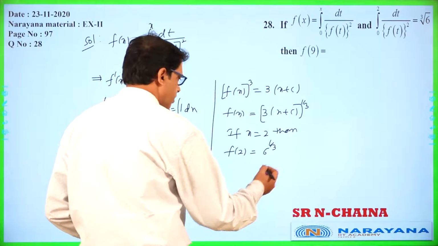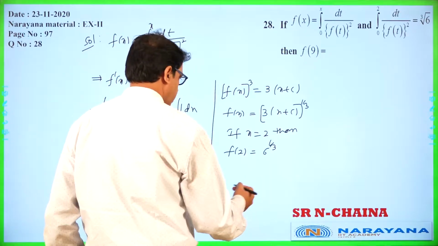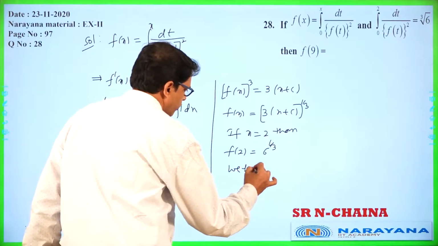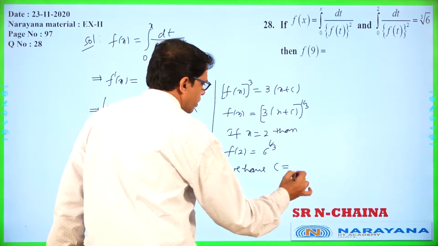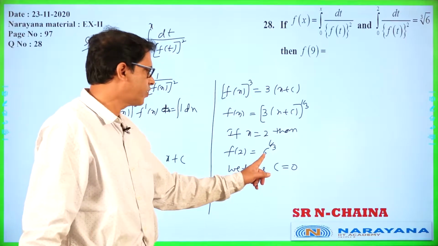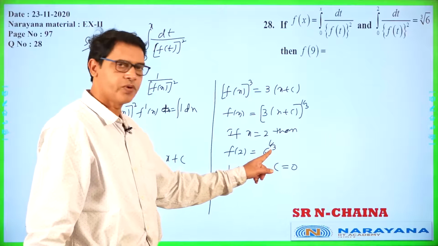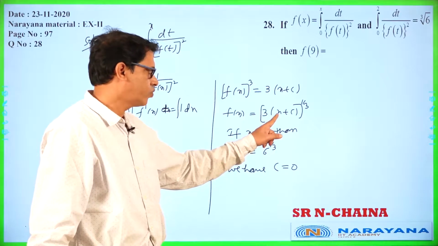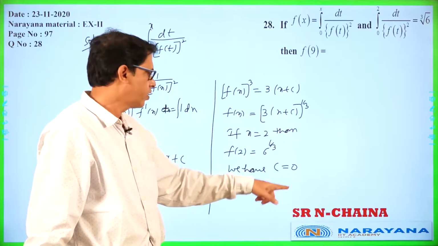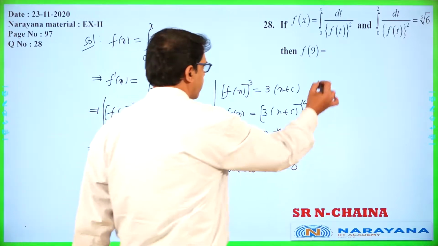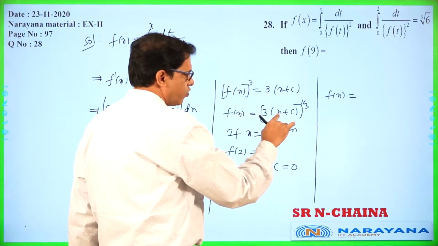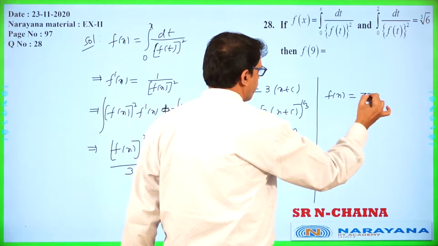Right? Then, therefore we have c equal to 0, because the result must be 6 to the power 1 by 3. So 3 into 2, if you multiply, is 6 plus 3c, and this part must be 0. So c value 0 means what is f of x? Therefore, f of x equals, replacing 0 here, 3 into x plus 0, so 3x whole to the power 1 by 3.